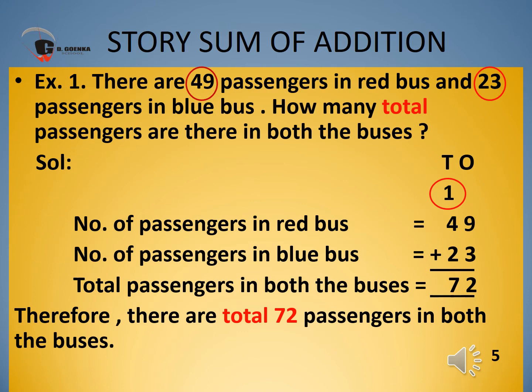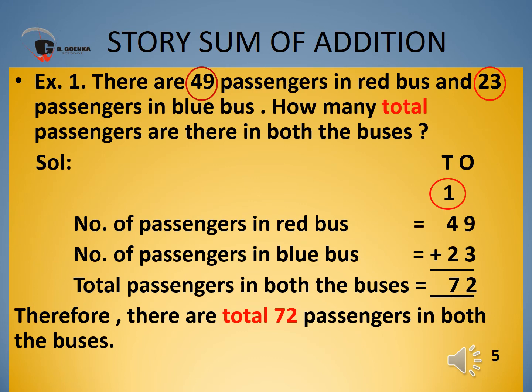So dear students, let us begin the solution. Solution means the way of doing the sum. So our first statement is: number of passengers in the red bus, that is 49. Now number of passengers in the blue bus is equal to 23. So we will align our sum accordingly under tens and ones.